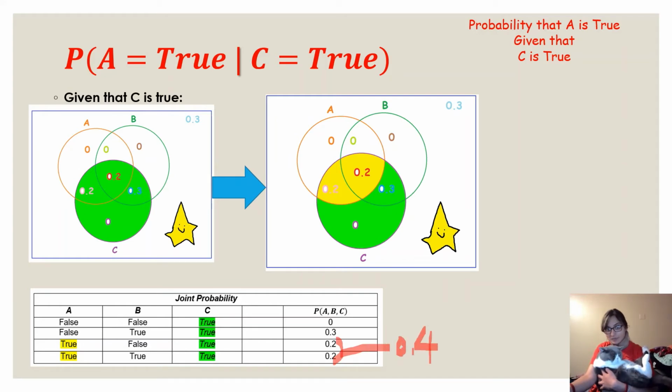That's what we see, 0.4, that A is true. And then the chance that C is true is 0.7. That is the probability that C is true. If we add up all these probabilities, that will be 0.7. So out of the 70% chance that C is true, 40% of those outcomes have A being true as well.